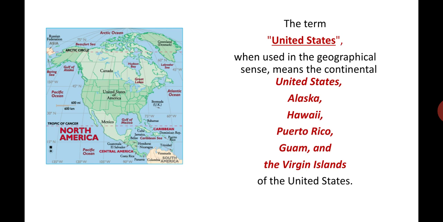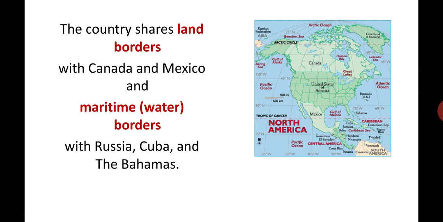If we speak about the United States, this term, when it is used in a geographical sense, means the continental United States, as you can see on the map, Alaska, Hawaii, Puerto Rico, Guam, and the Virgin Islands of the United States. The country shares land borders with Canada in the north and Mexico in the south, and also maritime or water borders with Russia, Cuba, and the Bahamas.